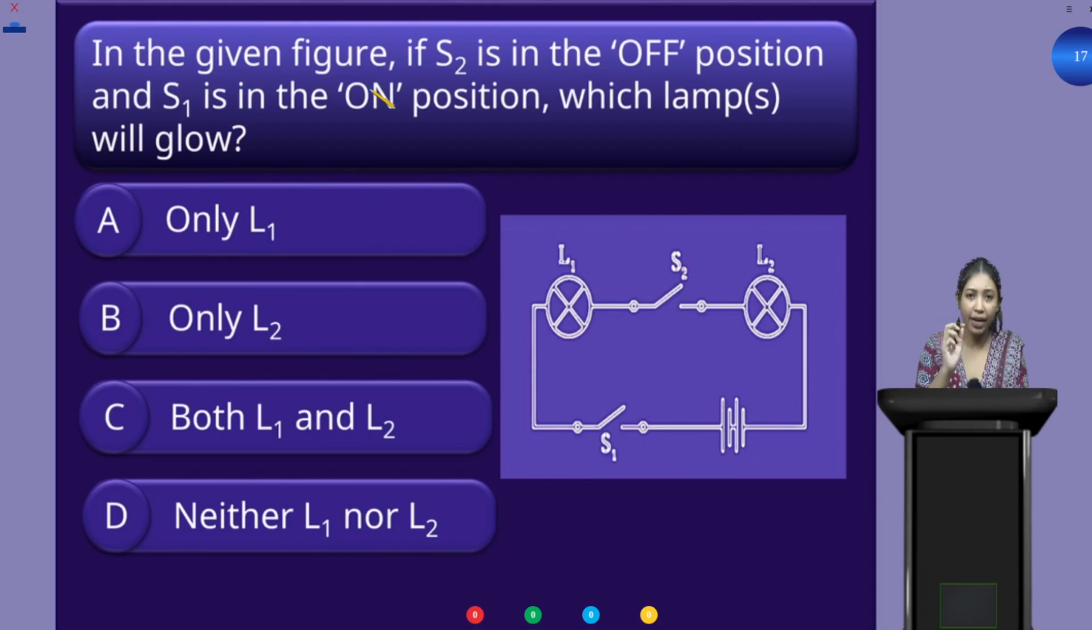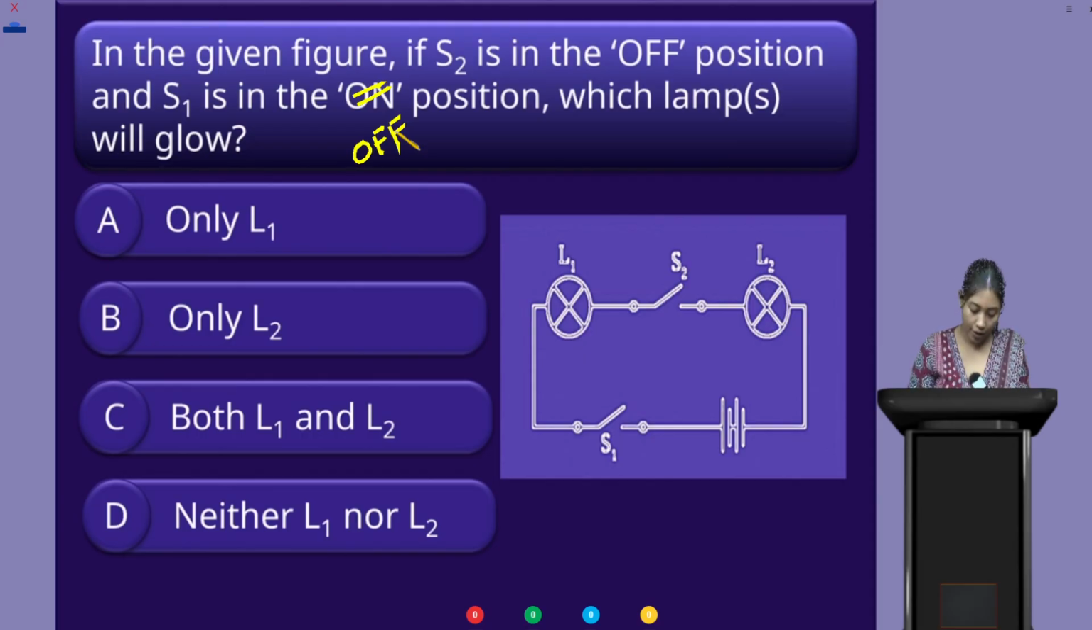Okay, before that, there's a minor mistake in the question. It will be in off position. Okay, I'm increasing the time. Okay, now answer. Your time is running out.